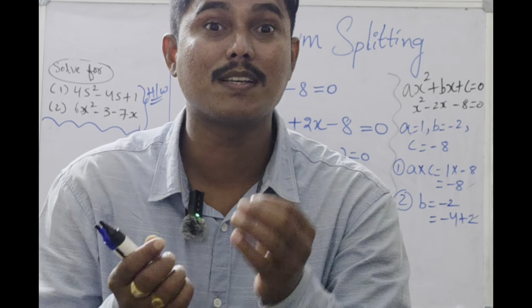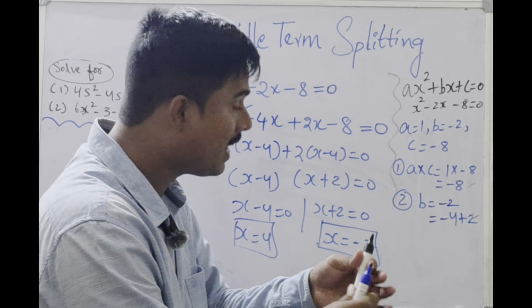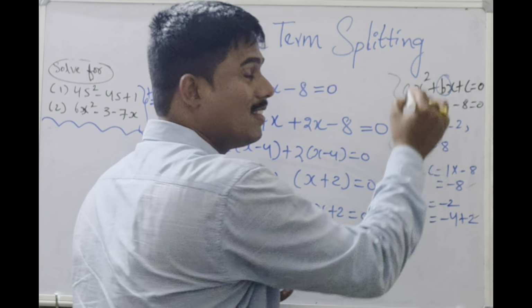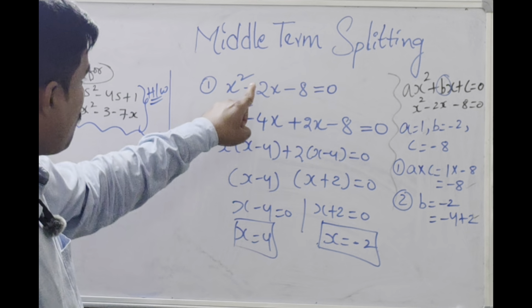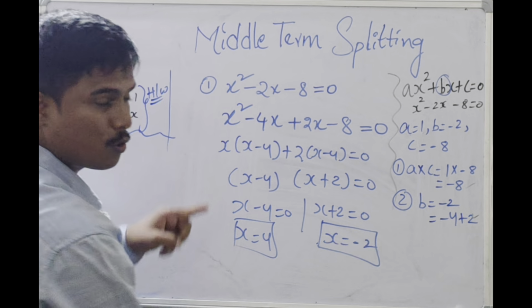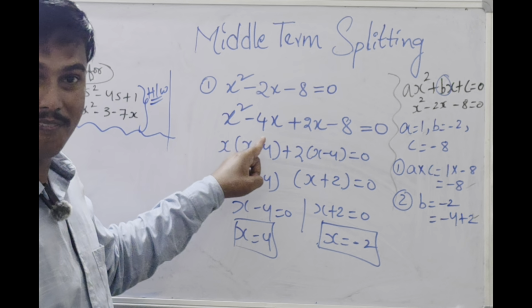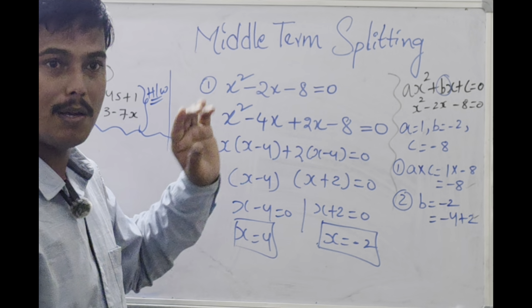Middle term splitting means what? What is the middle term in ax square plus bx plus c? So middle term is b, sir. That's why this is called middle term splitting method. So splitting the b, instead of minus 2, what we got? Minus 4 plus 2. So b is with coefficient x. So minus 4x plus 2x.